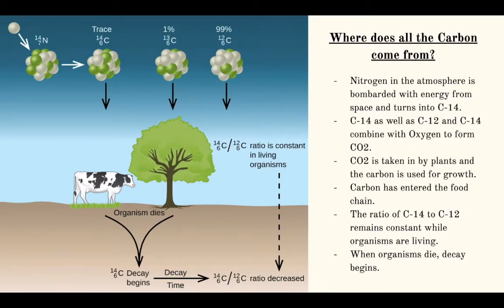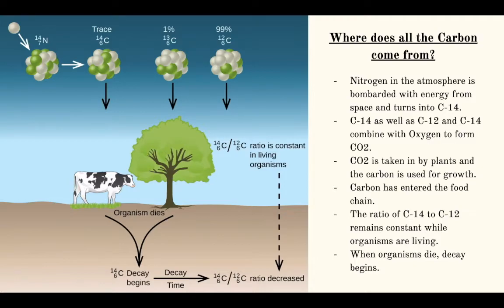So where does carbon-14 originate? Nitrogen is abundant in the atmosphere and is constantly bombarded with radiation and energy from space. And during this bombardment, it'll essentially lose a proton from its nucleus and turn into carbon-14. Carbon-14, as well as carbons 12 and 13, combine with oxygen to form CO2.